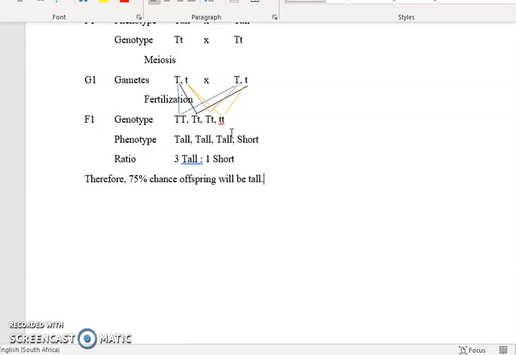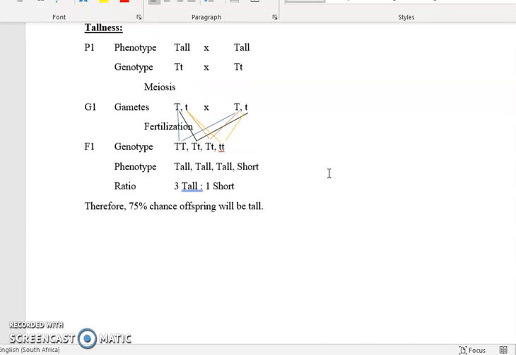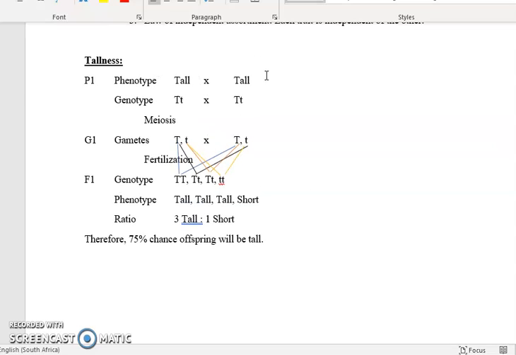And then once we know our genotypes, we can then write out our phenotypes. We know when there's a capital T present, we automatically know it's tall. So we're just going to write, that's tall, that's tall, that's tall. Here there's no capital T present, it's just little t, so it's short. And then we can get our ratio. So there's 3 tall is to 1 short. Therefore, there's a 75% chance that the offspring from these 2 parents will be tall.